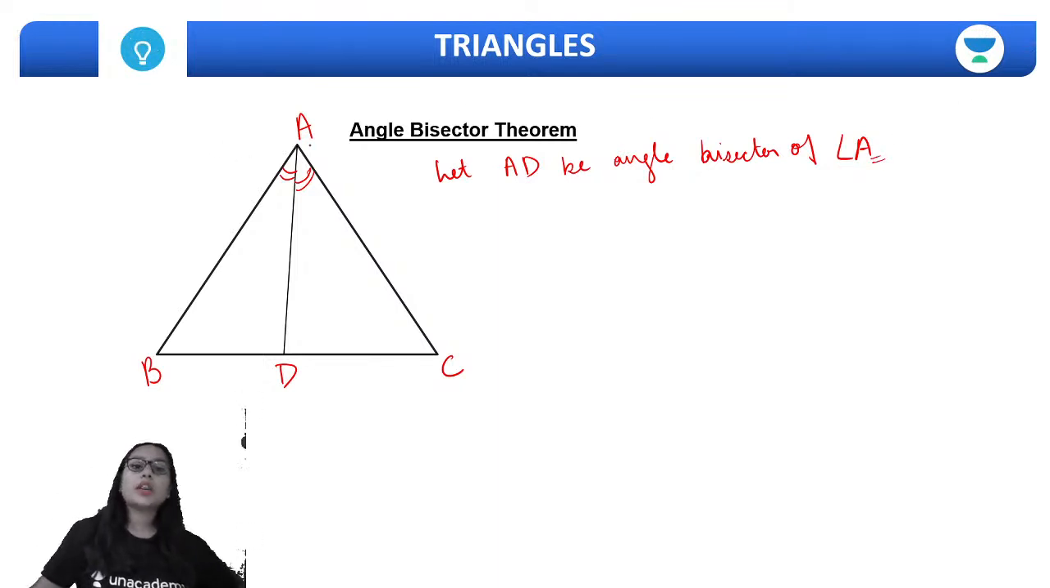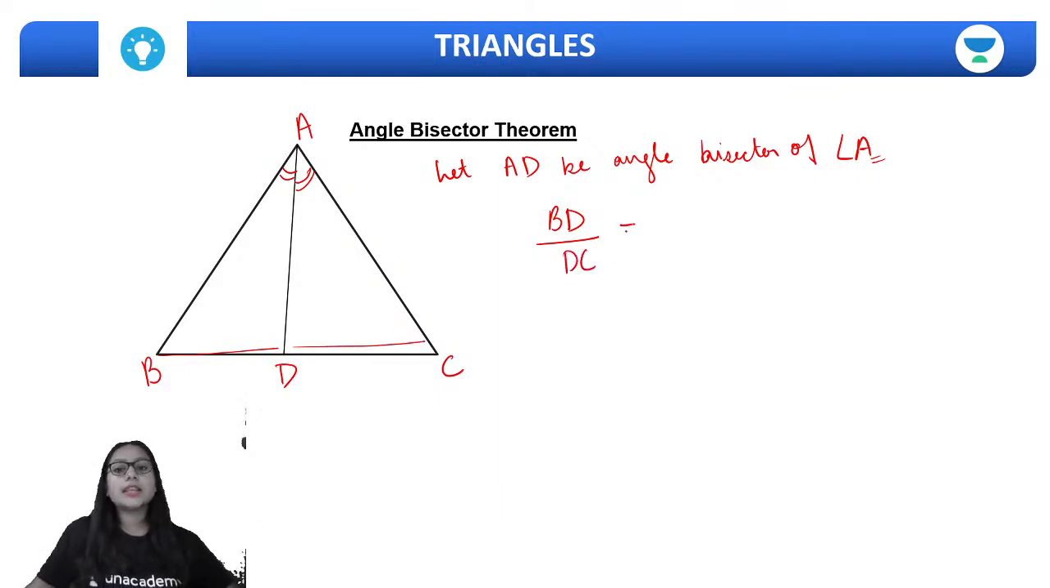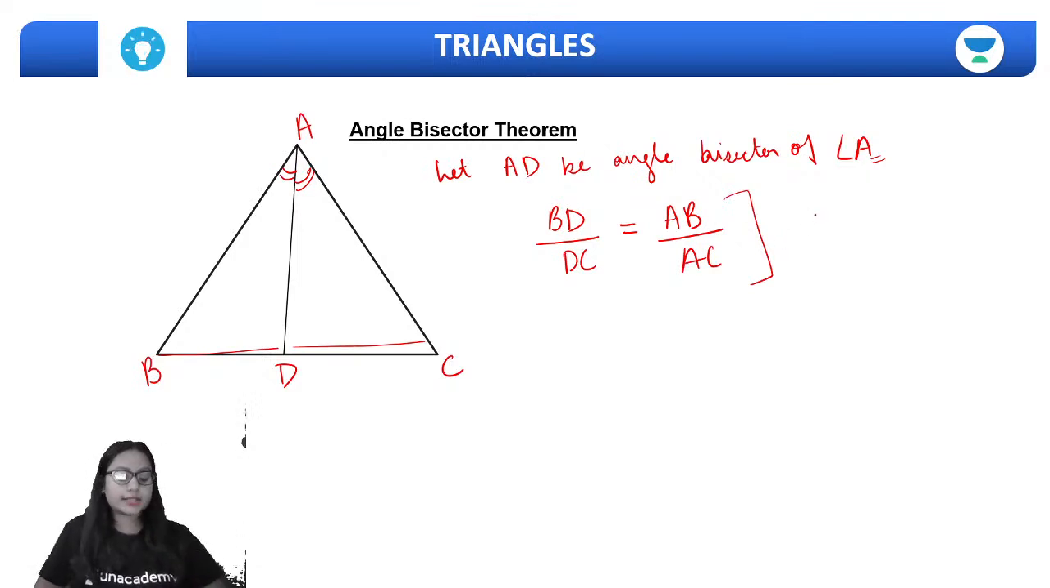According to the angle bisector theorem, BD upon DC is equal to AB upon AC. This one upon this one. So these are the ratios that we have. The two ratios, BD by DC and AB by AC, are equal. So this is the angle bisector theorem.